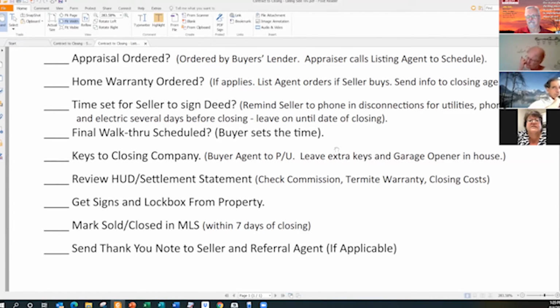Once the property has closed, as the listing agent, you need to get over there promptly and get your sign and lockbox off the property. And now you need to also mark your listing closed in MLS. You have up to 7 days before getting fined, but it's best just to do it right away. And then the last is to send a thank you note to the seller, and if anybody referred that to you. All right, any questions on that side before we move to the other side of the deal?